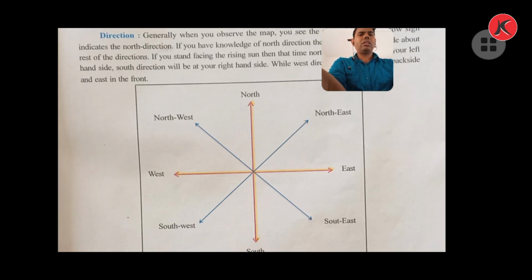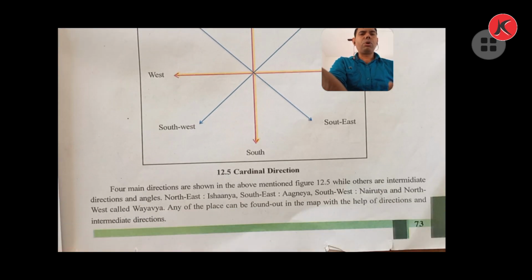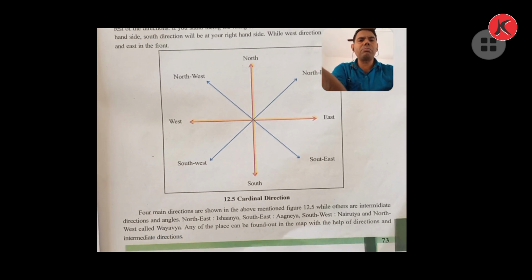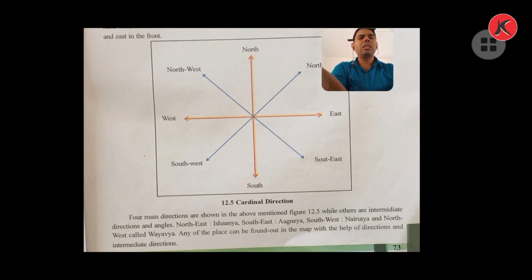After that, the four main directions are shown in the above mentioned figure 12.5, okay. Here we can see that the other, intermediate directions are there, and the angles. Yes students, four main directions are written: north, south, east, west, okay. That is yellow color, and the blue color lines are there, that is intermediate, okay. These are the intermediate directions.